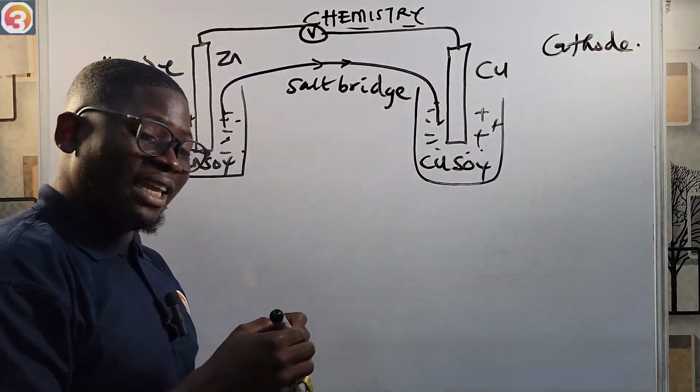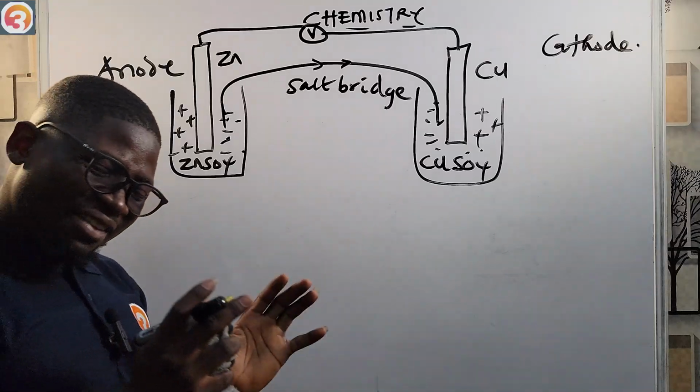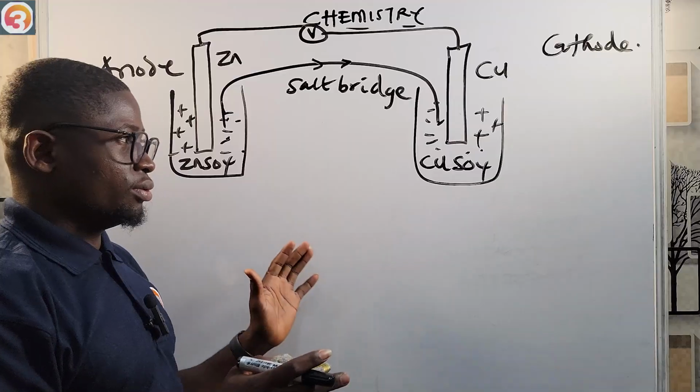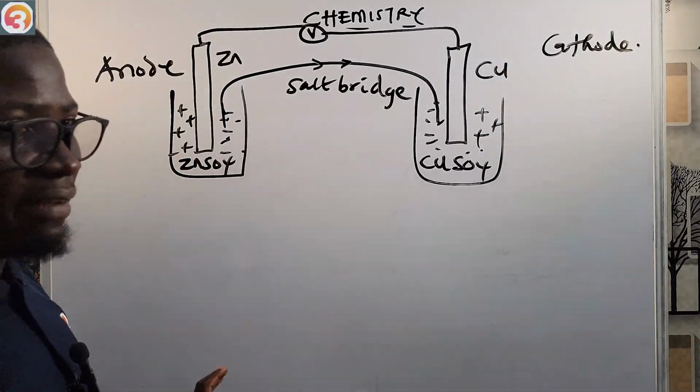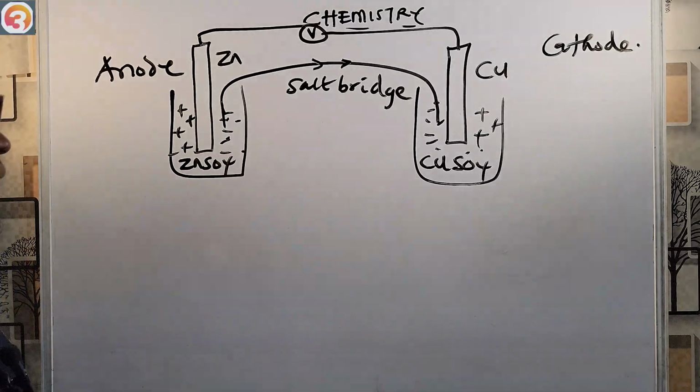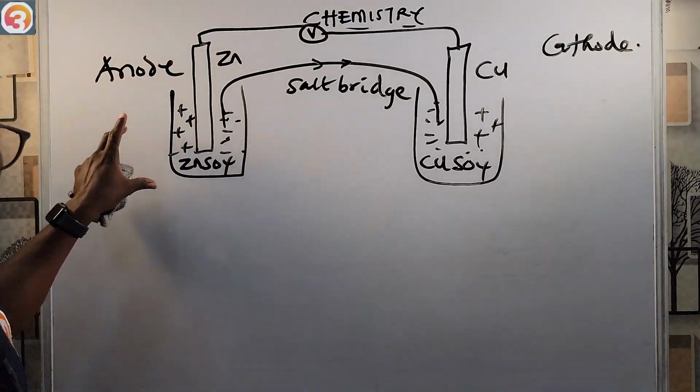Like I said, if an electrochemical cell is to be properly drawn, we're going to have the anode on the left and the cathode on the right. So this is what our setup looks like. And of course, we know that oxidation occurs at the anode.